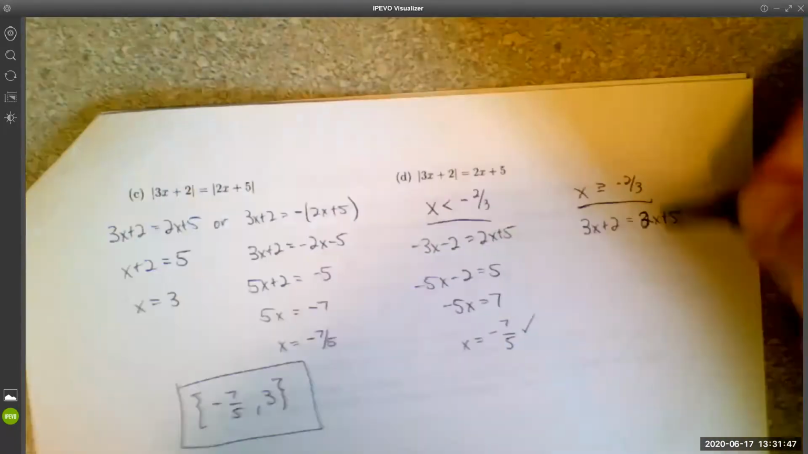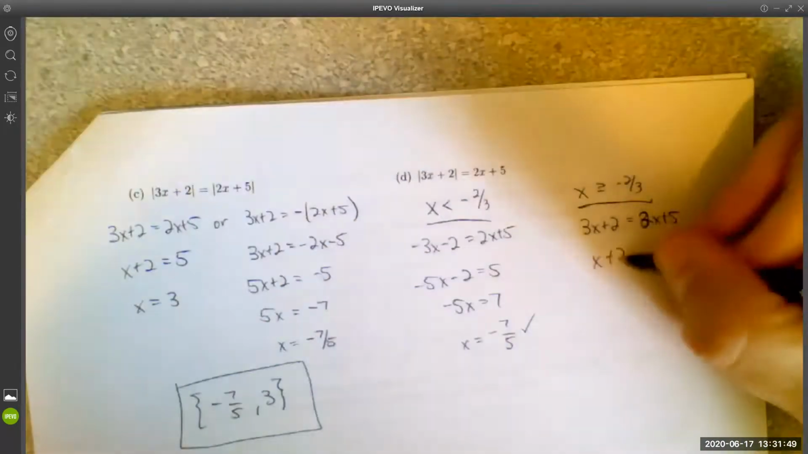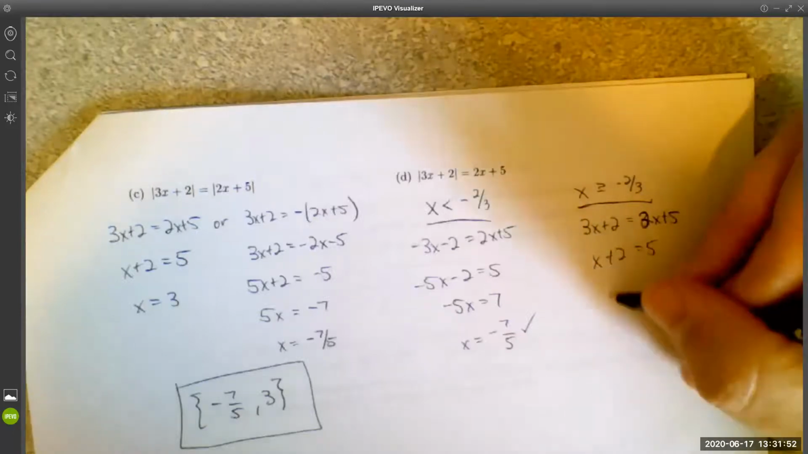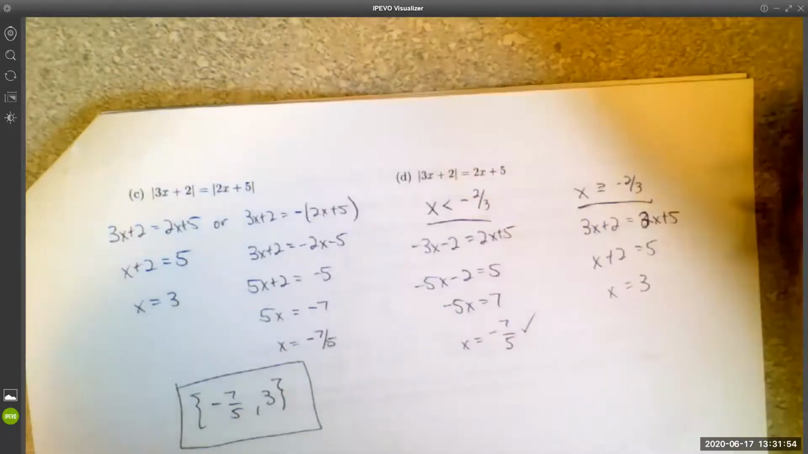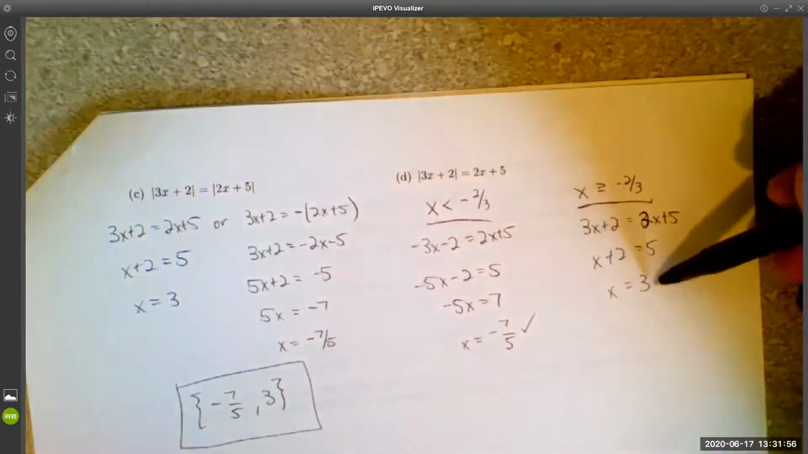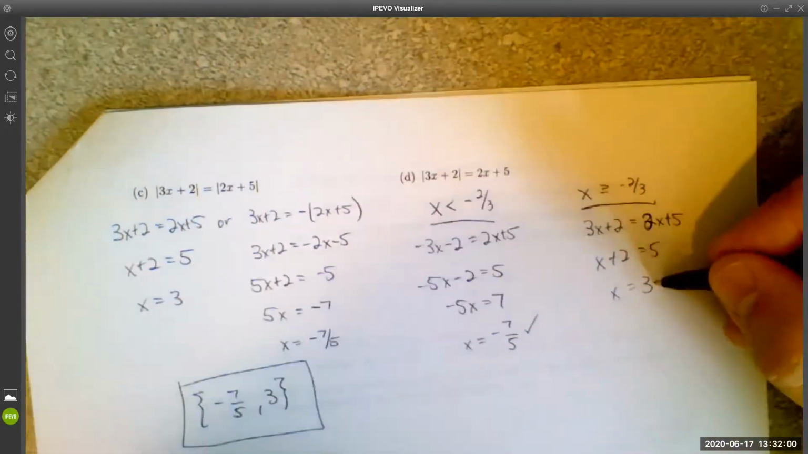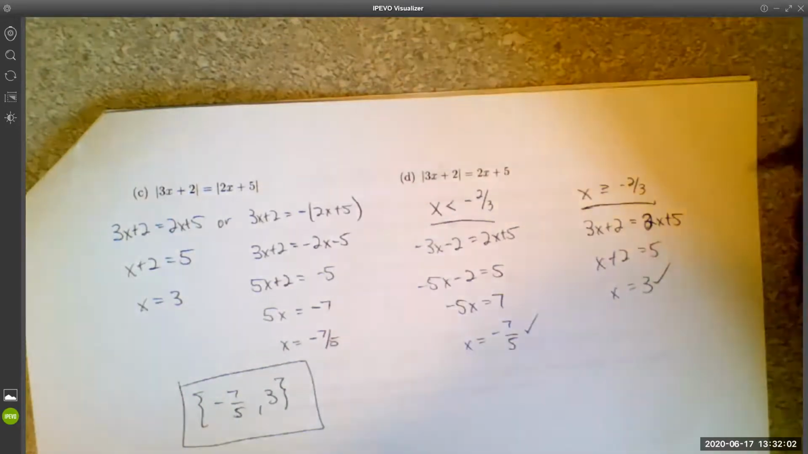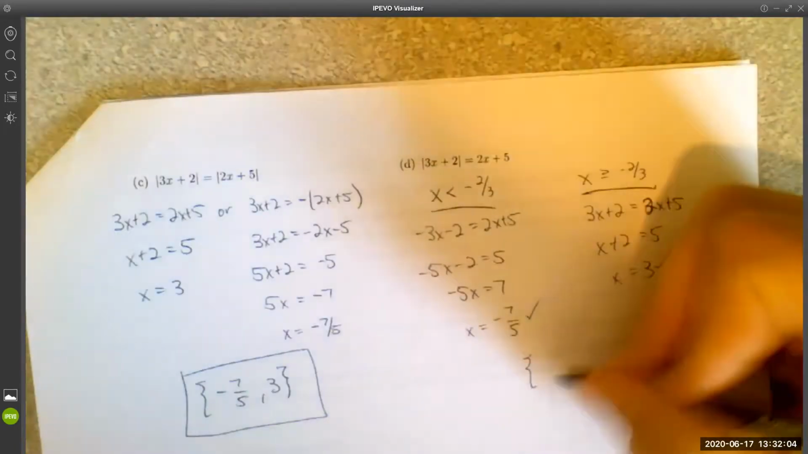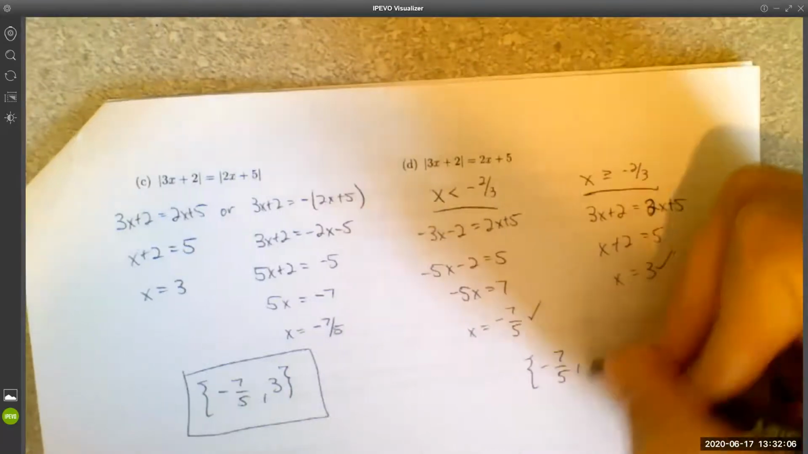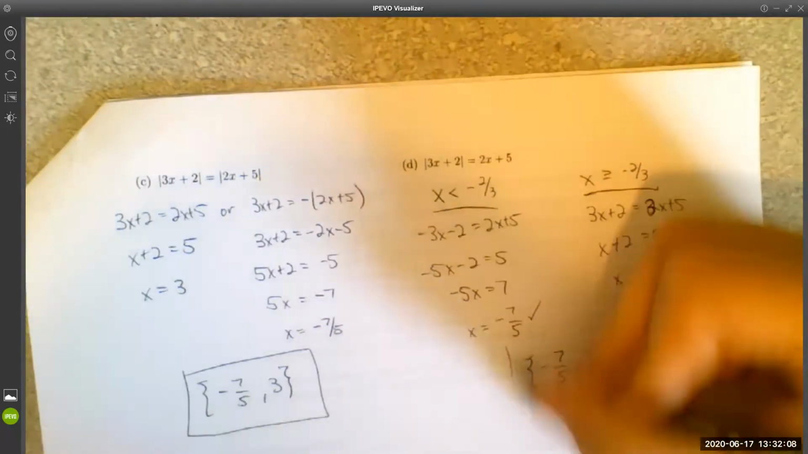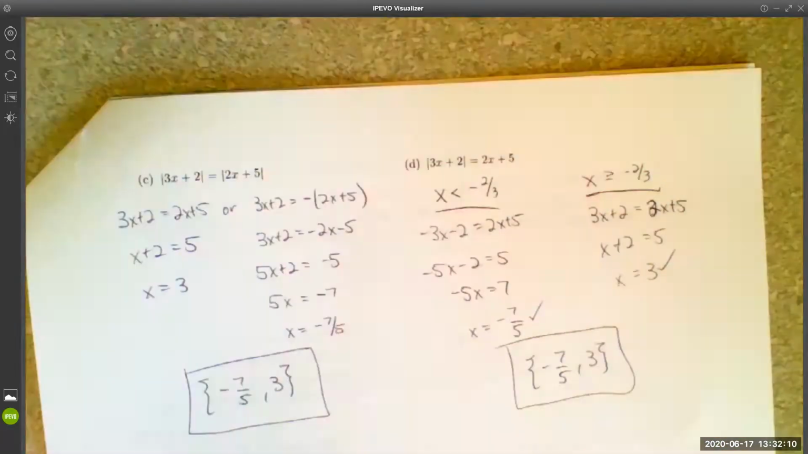Let's work on this one. Move the 2x over. Move the 2 over. Does this one make sense? Well, yeah, 3 is greater than negative 2/3, so that one also makes sense. So it's a valid solution. So I think they're both solutions. Same solution set as part C, although the functions look a little bit different.